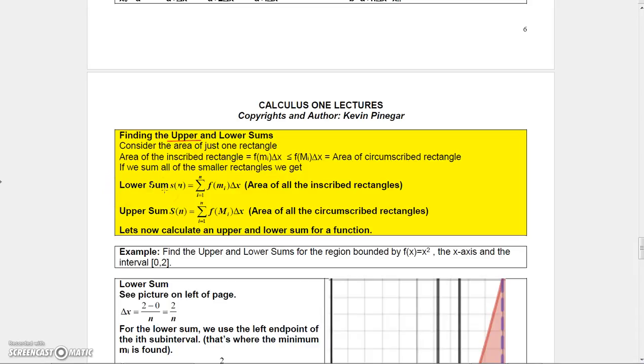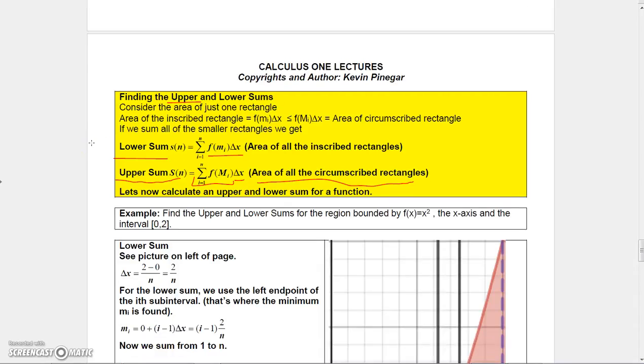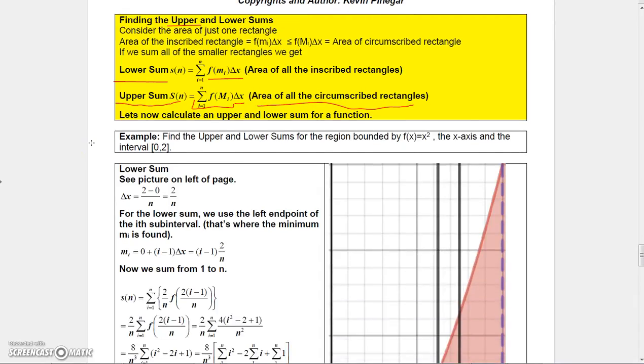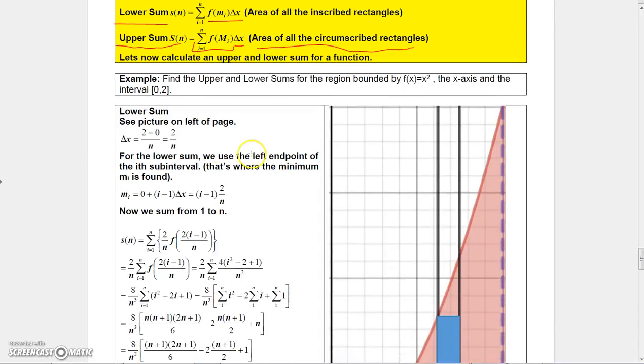So if we sum all of the smaller rectangles, we would get what's called the lower sum, which would be the sum from i equals 1 to n of f of little m delta x. And then the upper sum would be capital S of n, which would be the sum of f of capital M delta x. And that would be the area of all of the circumscribed rectangles. Now, in this one, we sort of change directions on you because this is an increasing function.